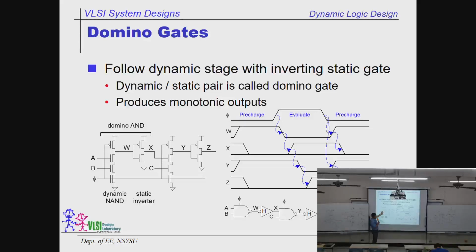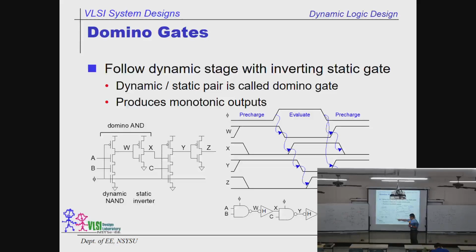And in this kind of formulation, we combine a dynamic logic with an inverter. We call it domino. We combine this one with this one. We call this domino because all the evaluation is carried out this way: W, X, Y, Z. So one event after another, they are carried out in sequence, just like the domino.